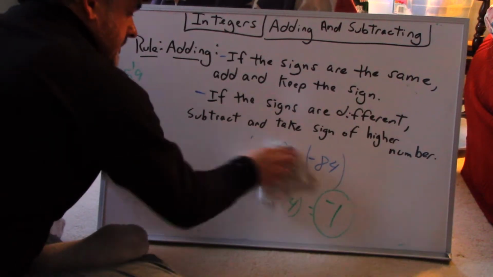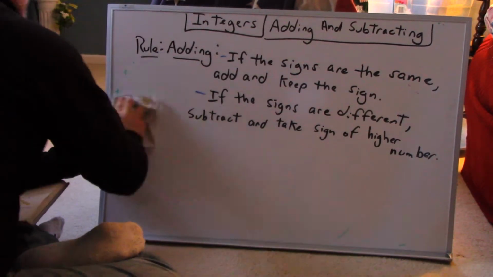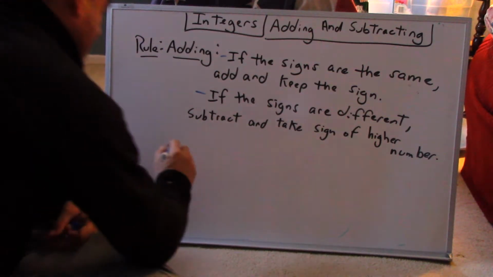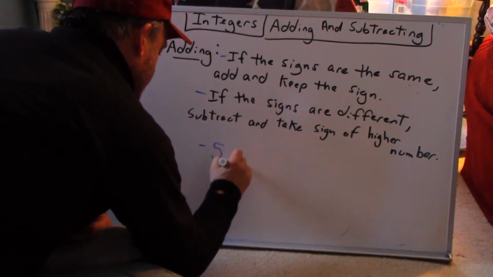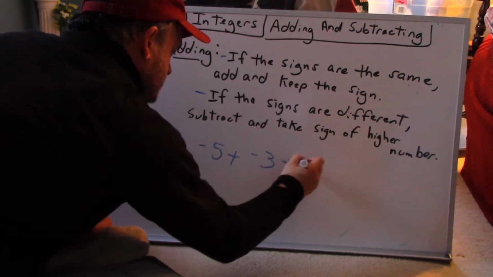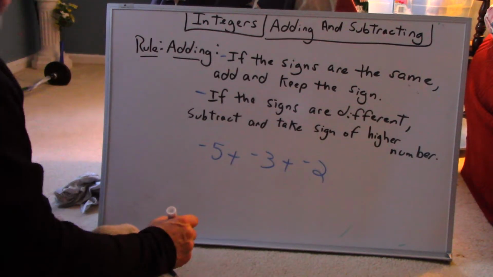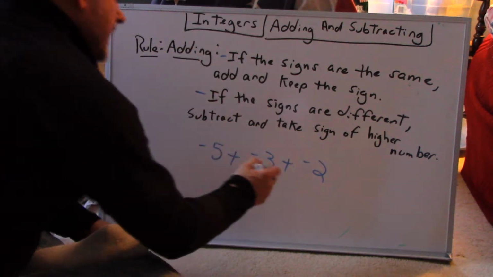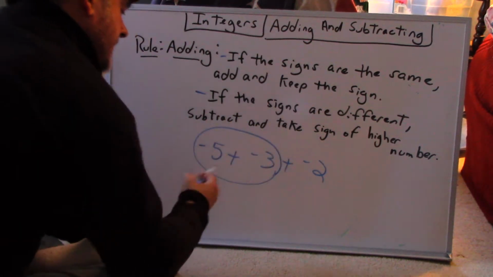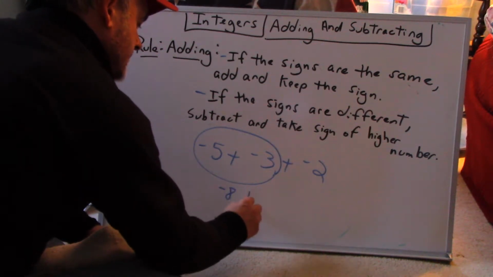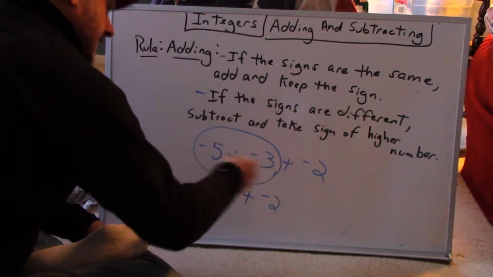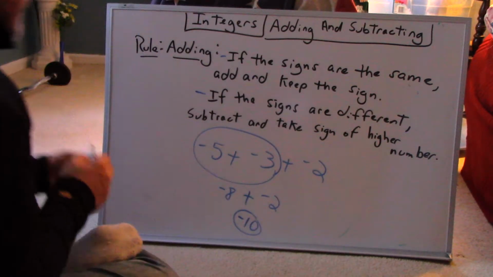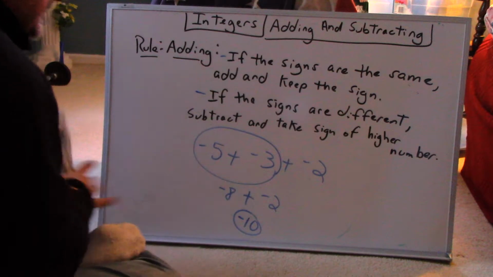Do another one here. I'm leaving the rules up so you can see them. Here's a real baby one, but -5 plus -3 plus -2. Now I told you 2 at a time, so I'll do these 2 at a time, and that's -8 plus -2. Now I do those, -10. Ta-da! That's it. That was easy.